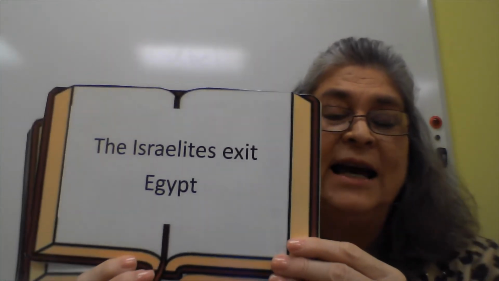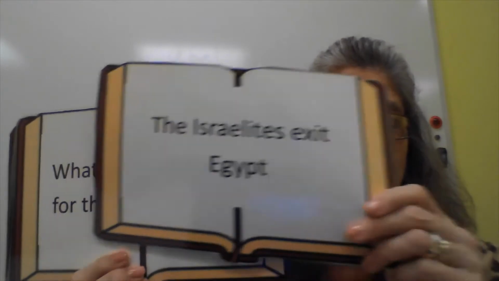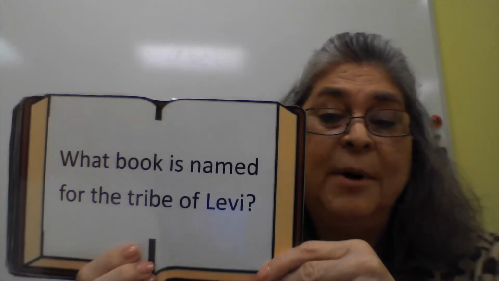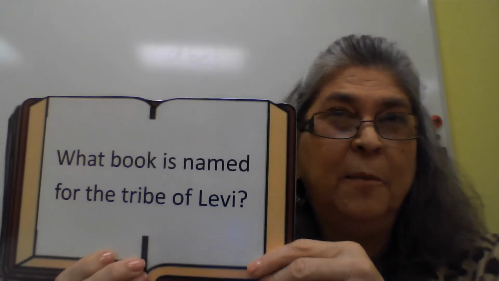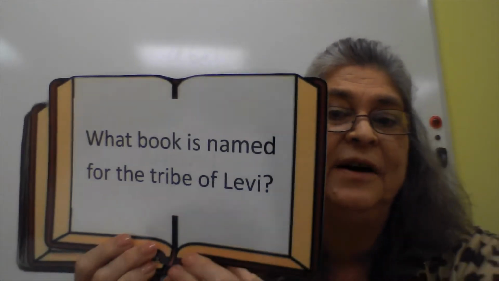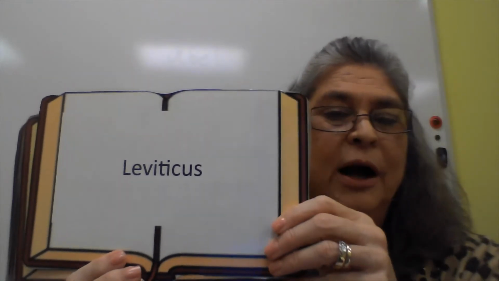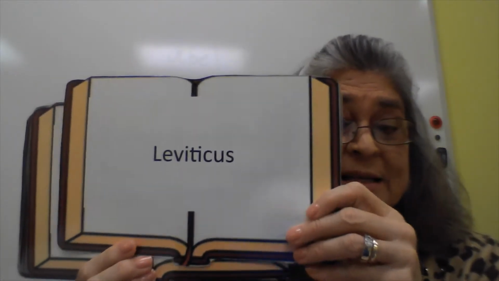The Israelites exit Egypt. Good. What book is named for the tribe of Levi? Think about it. Levi. What book is that? Good. It's Leviticus. Yes. And that's the book about the priests.